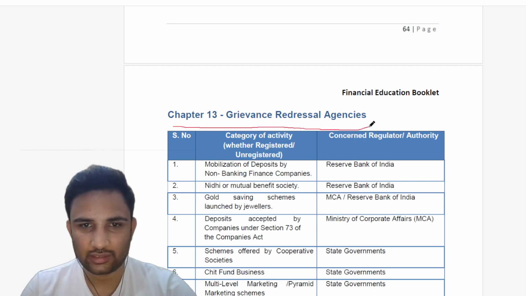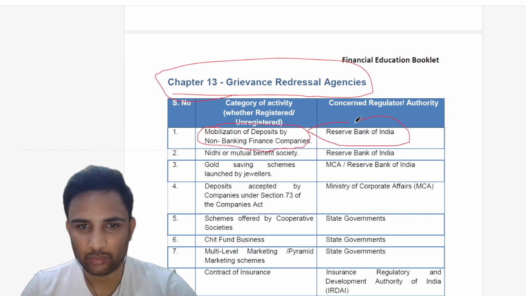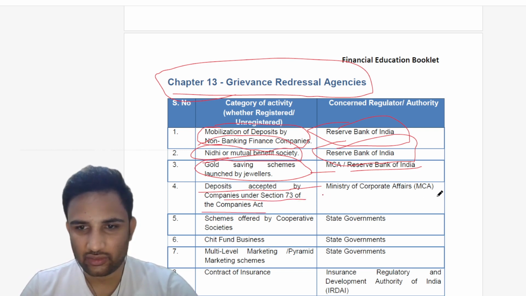These are the different grievance redressal agencies. If there is a mobilization of deposits by non-banking finance companies, then the RBI will look at the case. If it is a Nidhi or mutual benefit society, then also the RBI will take up the case. If it's a gold savings scheme run by jewelers, then MCA or RBI will take up the case. If the deposits are accepted by companies under Section 73 of the Companies Act, then the Ministry of Corporate Affairs will take up the case.